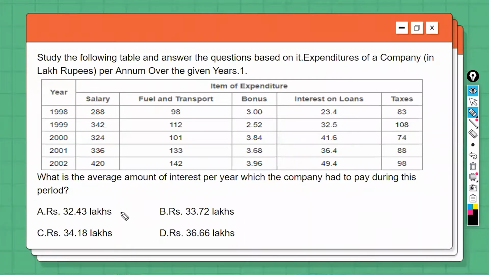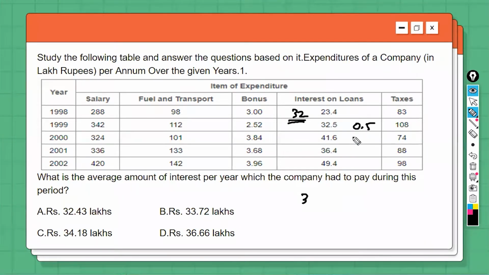Once again, I'm just looking at the answer choices: 32, 34, 33, 36. So it says that my answer is going to be between 32 and 36. Got it? First point. So I'm just going to keep my answer as 32 lakhs approximately. 32 lakhs. And here the difference is 0.5.